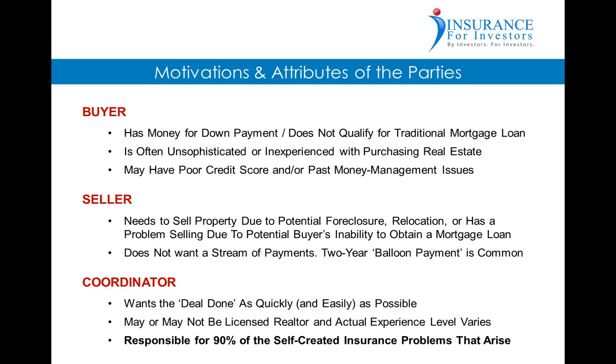The seller also does not want a stream of payments. He or she is not interested in collecting a 20-year mortgage loan. It's very common to have a 2-year balloon payment, where a wraparound mortgage has a 24-month balloon payment, the idea being that the buyer in that 2 years has cleaned up credit issues. They now have a 2-year track record of on-time payments, and they're actually refinancing the property as opposed to doing a first-time purchase.